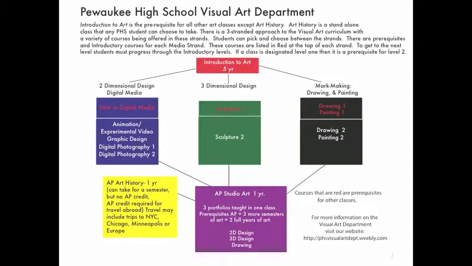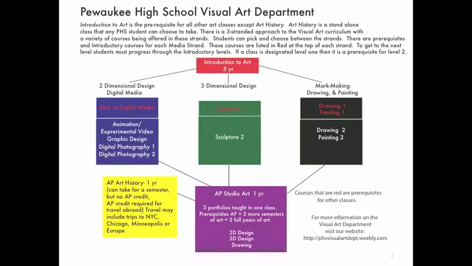And once you've taken that, you could go on to Sculpture 2. If you're interested in mark making, you would go to the Drawing Painting strand, and you could take either Drawing 1 or Painting 1 as the first level. And then once you've taken those, you can move on to Drawing Painting 2.